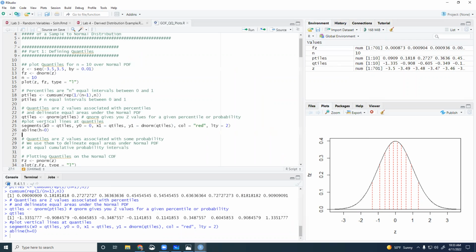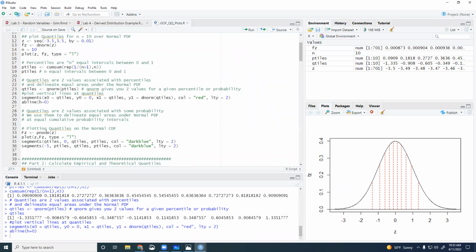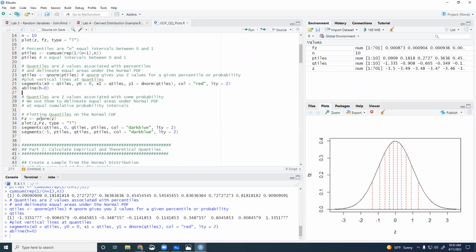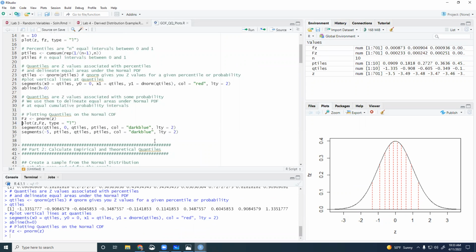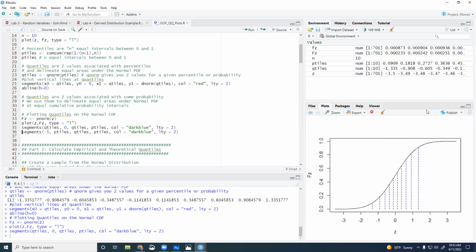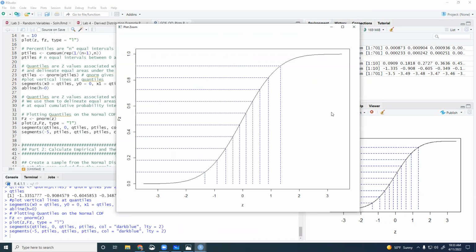Segments is a function that plots line segments from point A to point B. Okay, here we're going to do the same thing, but for the cumulative distribution function. And you can see how these are equally spaced, right? Equal probability in between on the cumulative distribution function, but these have that same cluster or increasing of density.